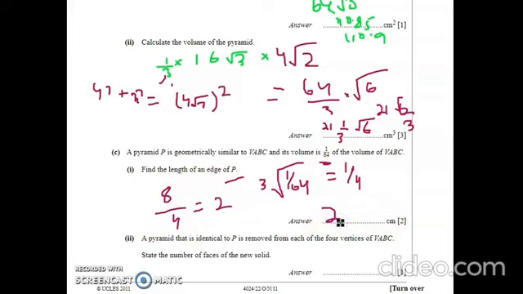Because that was 1 upon 64th of the volume of VABC, that means it was smaller than VABC. So this shows us that when we cube root it, that means 1 upon 4, the length of the pyramid P will be 1/4 of the length of VABC. VABC's length of an edge is 8. 8 divided by 4 gives me 2.